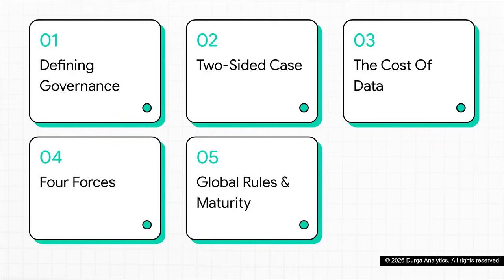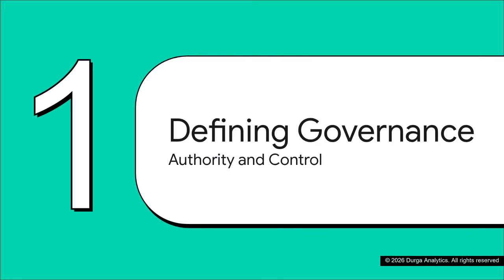Here is our executive briefing for today. We'll define enterprise data governance, break down the two-sided business case, quantify the true cost of data, look at the 4 forces accelerating governance right now, and wrap up with global rules and organizational maturity. Okay, Section 1, defining governance, authority, and control.